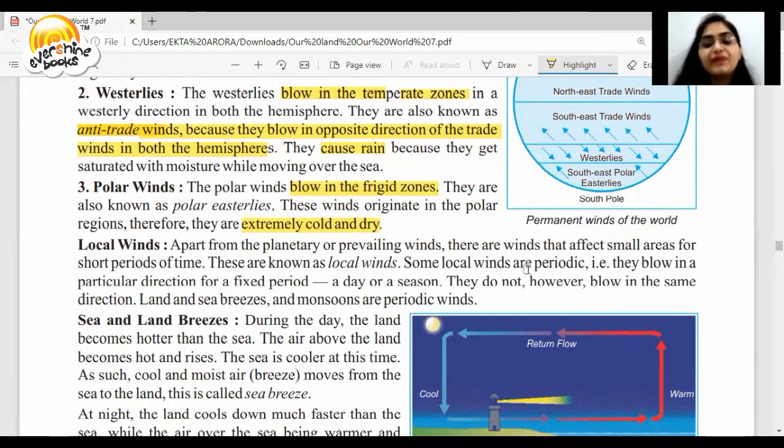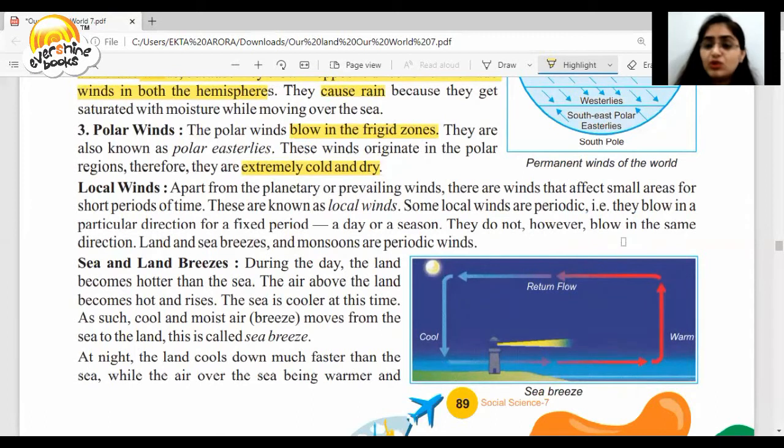Some local winds are periodic, that is, they blow in a particular direction for a fixed period, that is a day or a season. They do not blow in the same direction. Land and sea breeze and monsoon are periodic winds. Now, what is sea and land breeze? So there are two different breezes, sea breeze and land breeze. Totally opposite to each other.